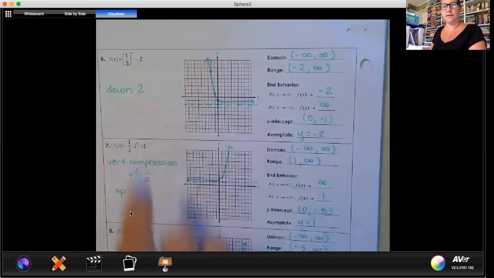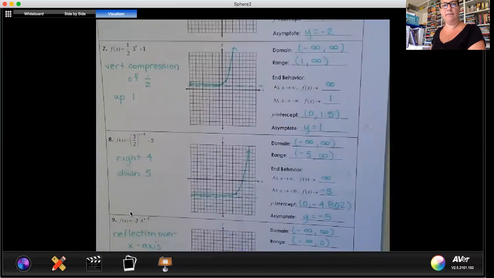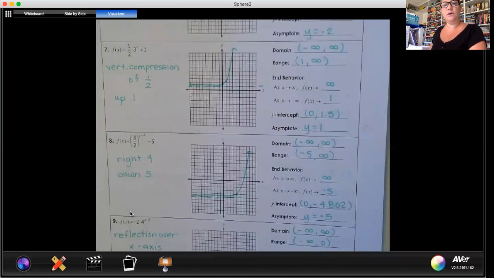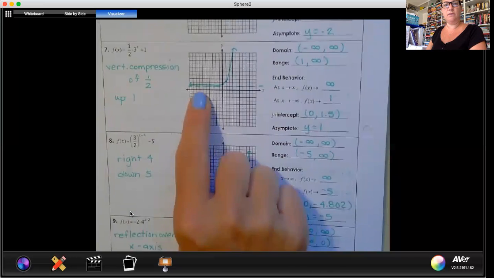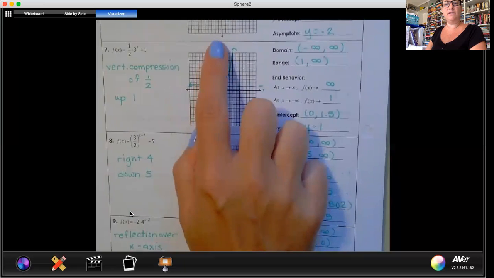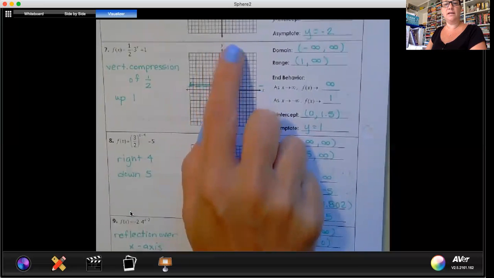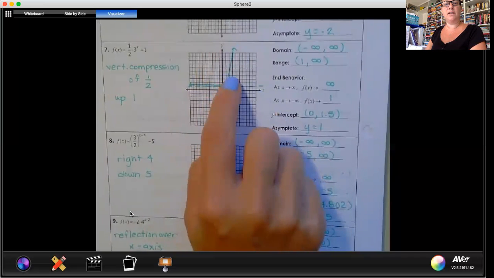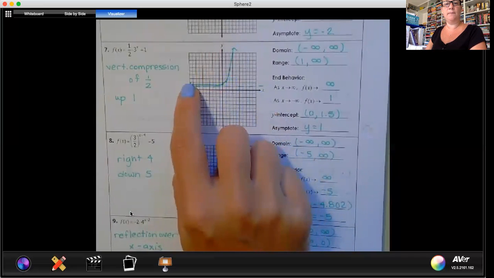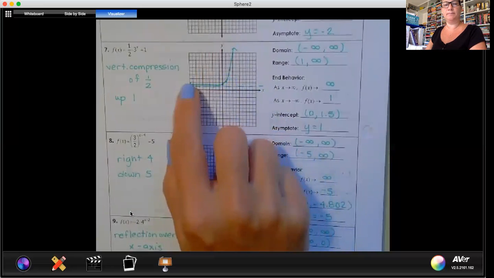A shift down 2. Number 7 is a vertical compression of 1/2 and up 1. So here's what your graph looks like. Your domain, again, negative infinity to infinity. Range, 1 to infinity. As x approaches infinity, f of x approaches infinity. As x approaches negative infinity, f of x approaches 1. Y-intercept 0, 1.5. Asymptote y equals 1.